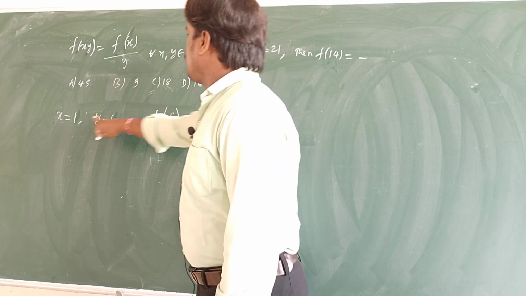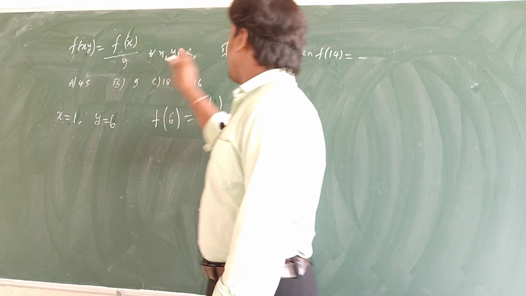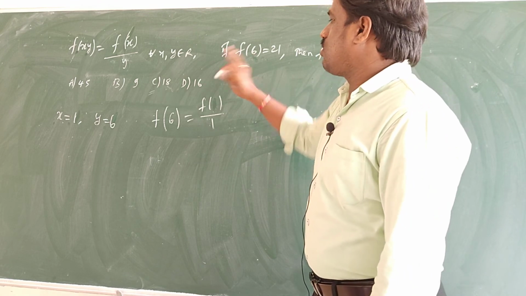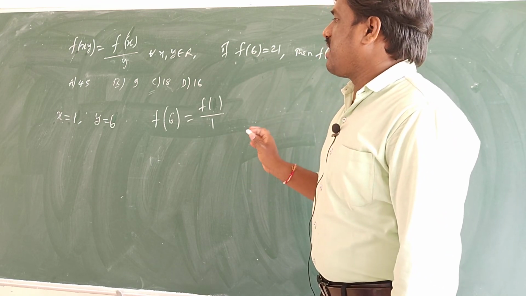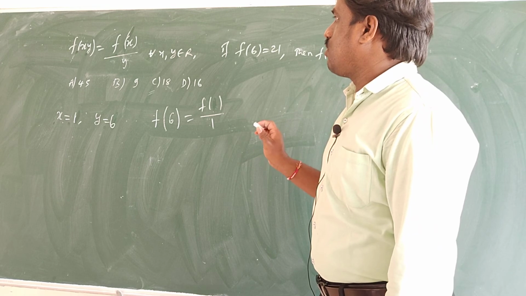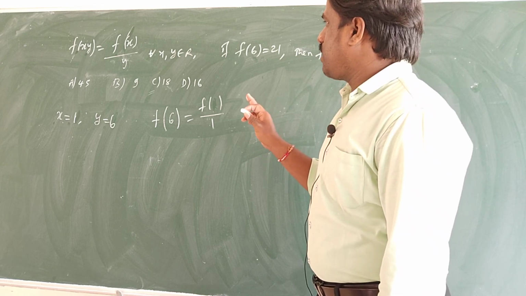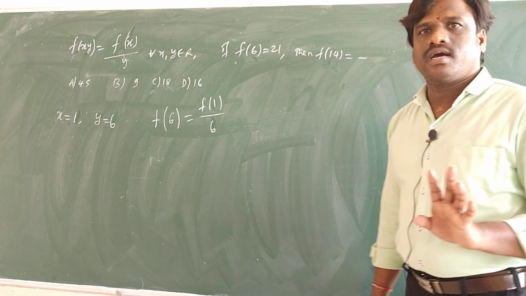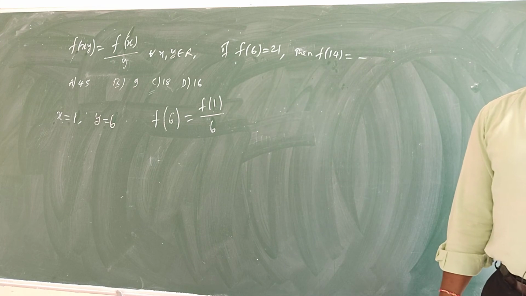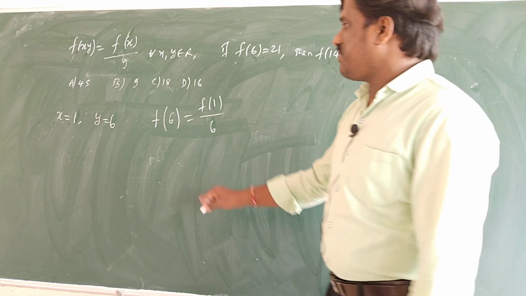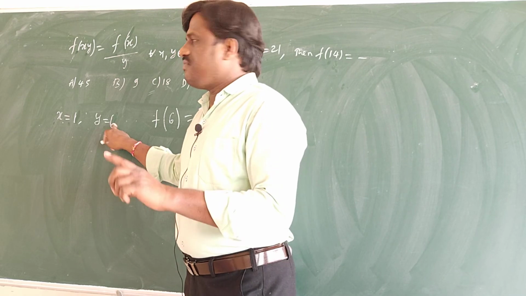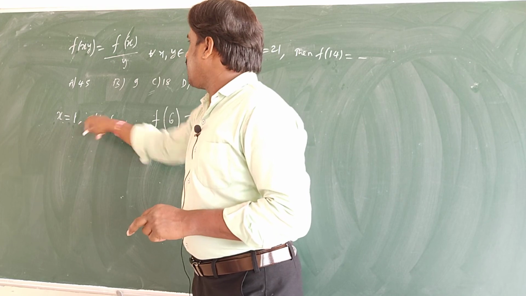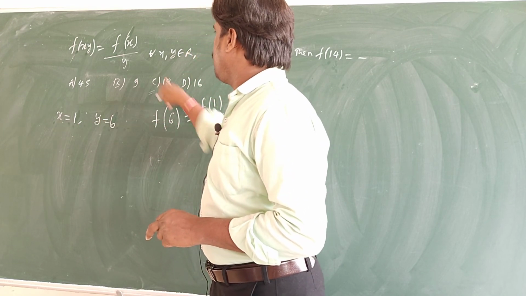See here, if I am taking x equal to 1, y is equal to 6. Why I am taking is 6 is there, na? I am looking this one actually. 6 is there, so 6 should get. So x equal to 1, y is equal to 6. So what I get? f of 6 is equal to f of 1 by 6. Correct? See, we need to check in any one of the cases. If I take 6 and 1, I am not getting that. So here take 1 and 6. So 1 and 6 means f of 6 equal to f of 1 by 6.